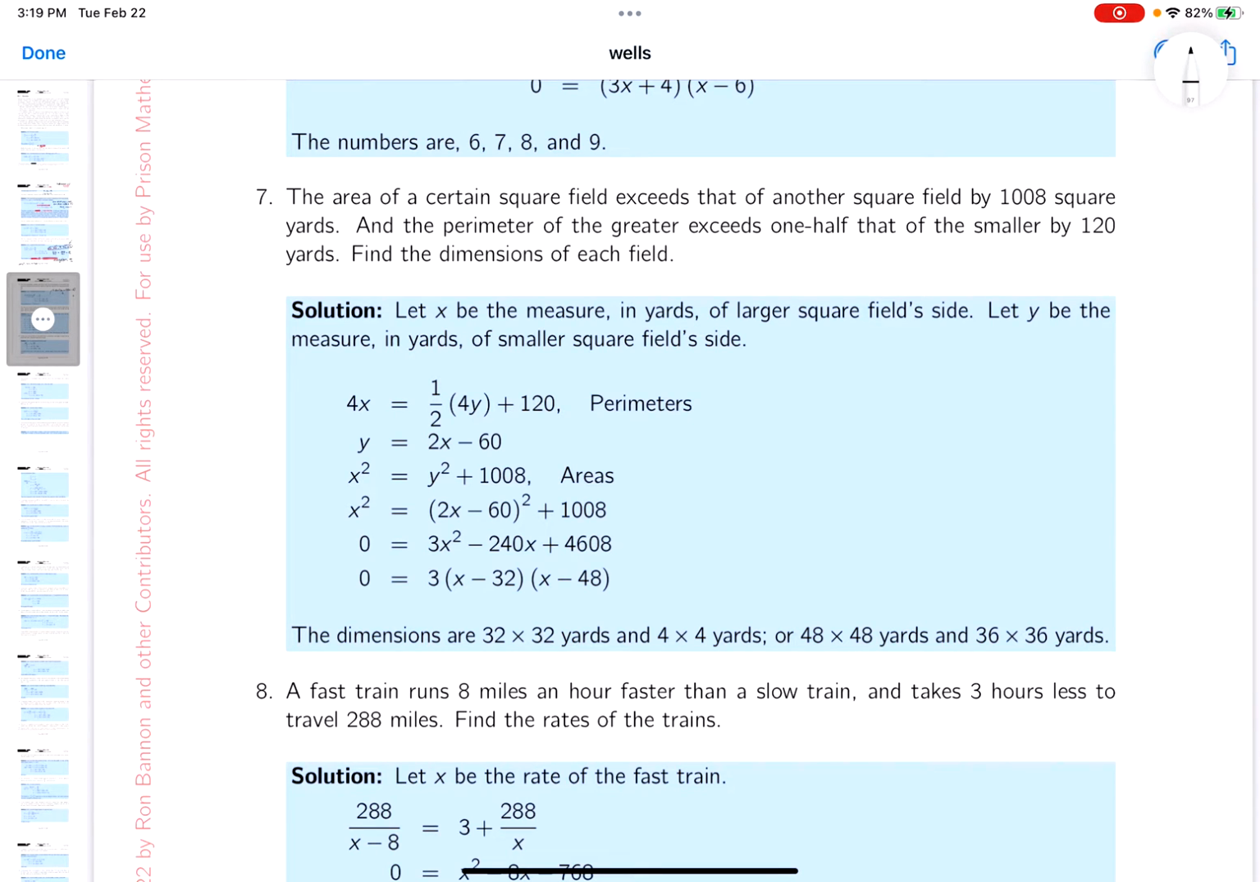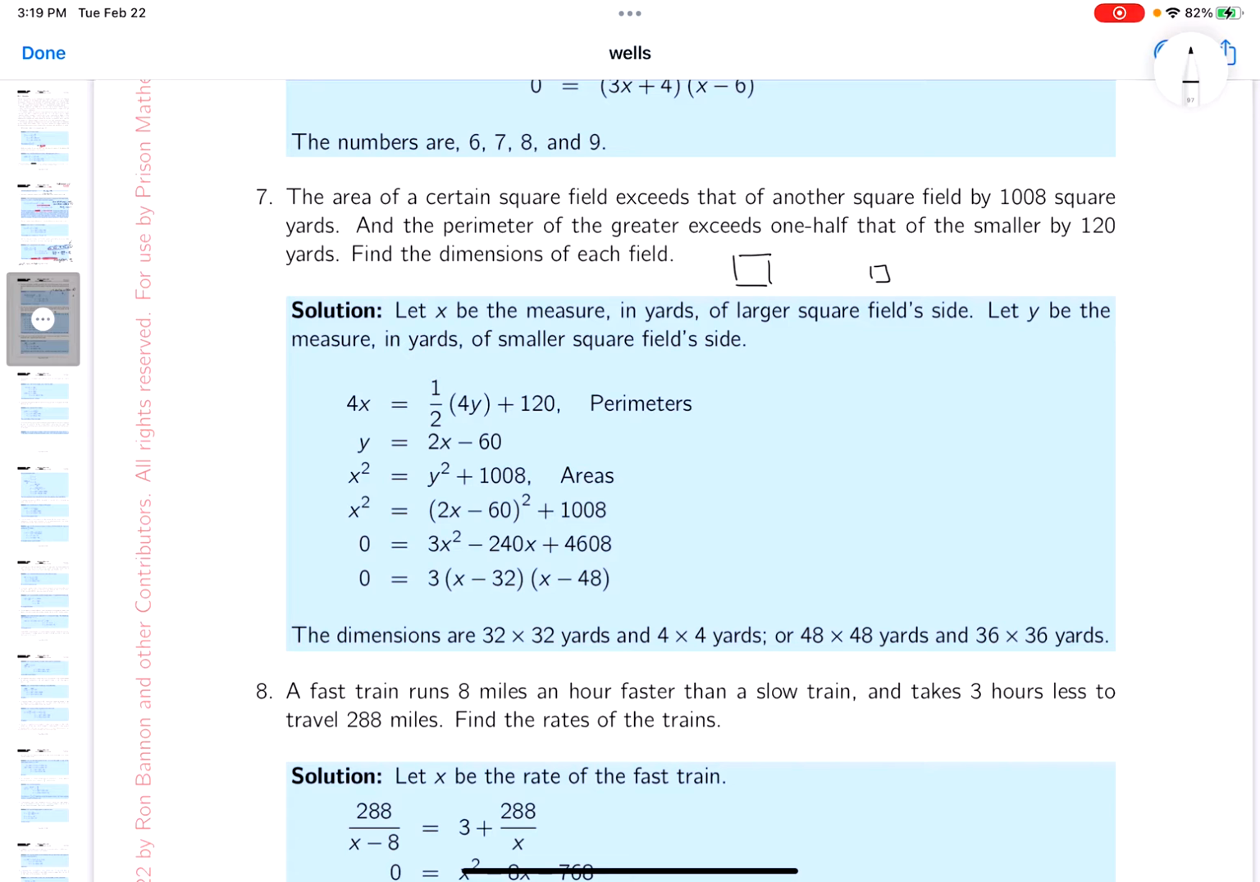Okay, reading these problems, I hope you realize that there's some kind of geometry over here. I want to point out that we have the area of a certain square field. So there's a square field here, and then there's another, smaller square field over here. It says the area of a certain square field exceeds that of another square field by 1,008 square yards. And these are yards, by the way.